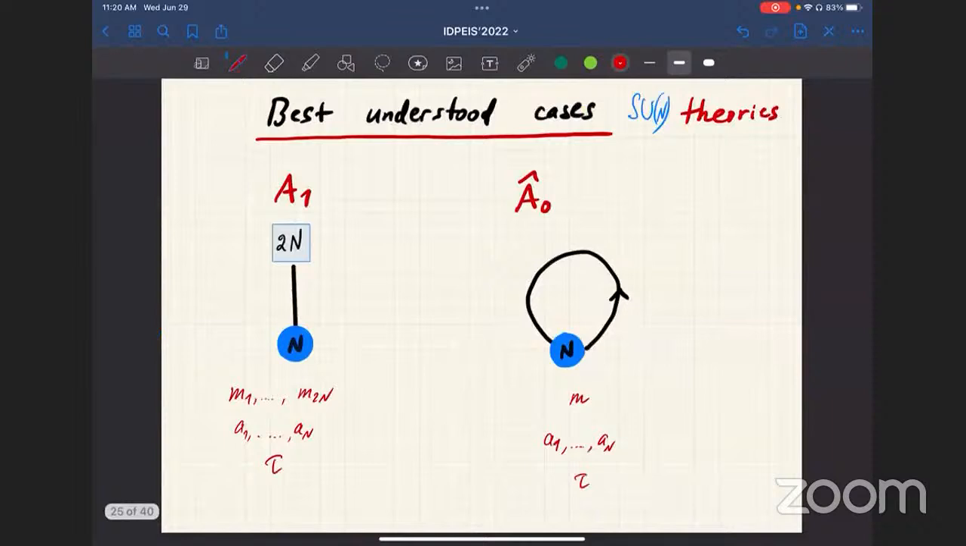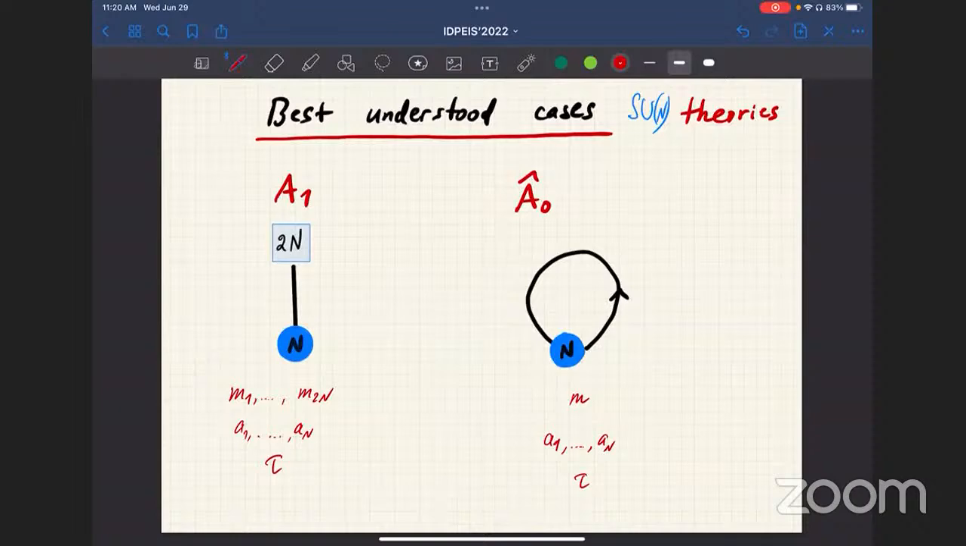So the best understood cases where this was done explicitly and proven rigorously are the cases of the theory with the gauge group SU(N). And we have two such classes. I mean, these are classes because from these theories you can get to the other theories by taking various limits. So one class corresponds to the quiver of type A1, and another corresponds to the quiver of type A0 hat.